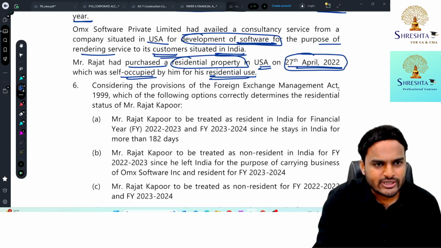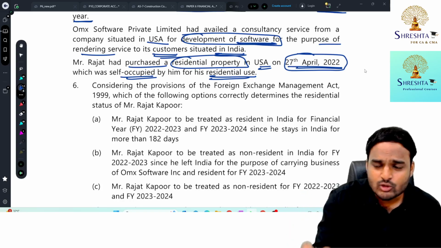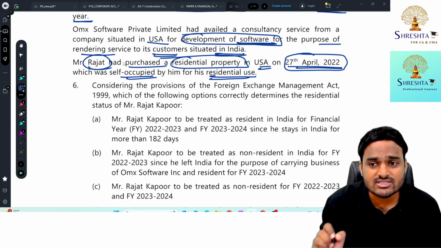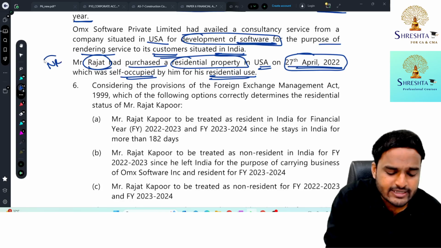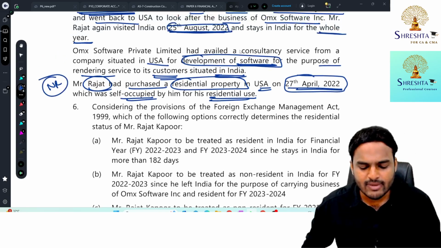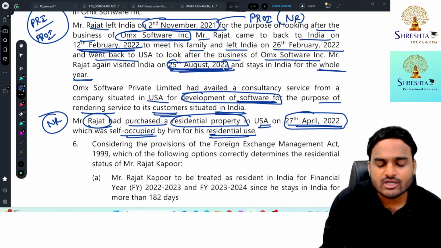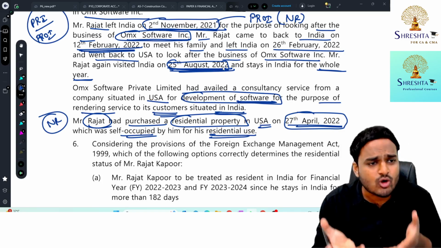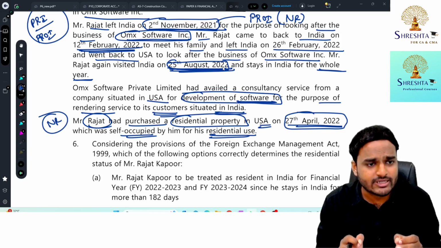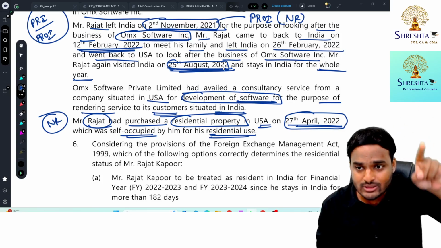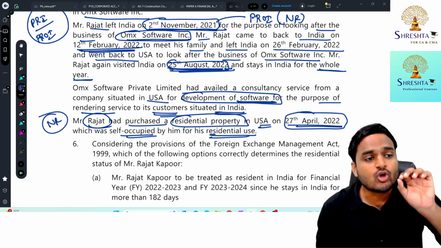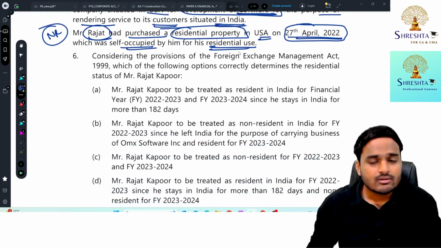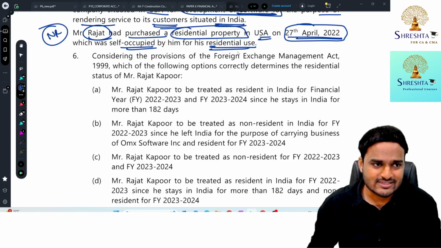So when he acquired the property on 27th April 2022, what is the residential status of Mr. Rajat? Non-resident. See, he came back to India on 25th August 2022. That means before 25th August 2022, he is a non-resident. So he acquired a property outside India, that is in USA, when he was a non-resident. Now, based on these facts, let's solve multiple choice questions.